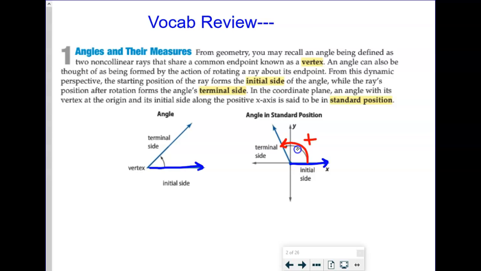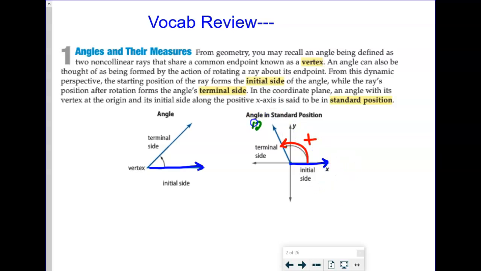Pretty good estimation. She went 120. I like it. 119. Very specific. You're all in the ballpark, and I'm not even going to attempt to guess. So there you go. To bring back another vocab term, though, can you find me a coterminal to that angle?